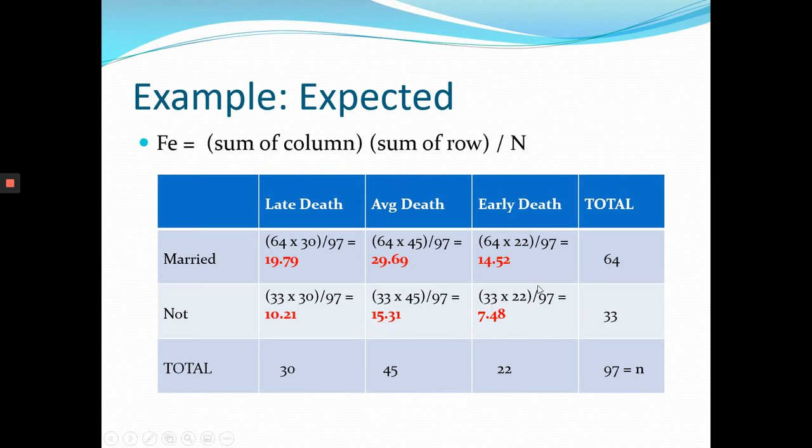Let me just show you one more cell. So here we have not married and dying an early death. How many people are not married in this sample? It's 33. How many people die in early death in our sample? It's 22. So the expected is 33 times 22 divided by 97, the total N. The expected value is 7.48.